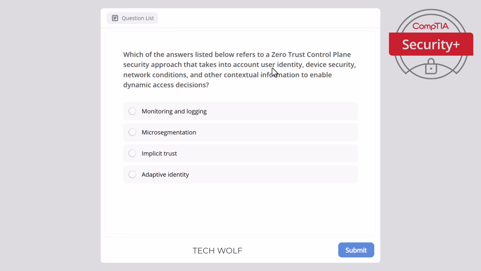Which of the answers listed below refers to a Zero Trust Control Plane security approach that takes into account user identity, device security, network conditions, and other contextual information to enable dynamic access decisions? Monitoring and logging, microsegmentation, implicit trust, or adaptive identity? And here the correct answer is adaptive identity.